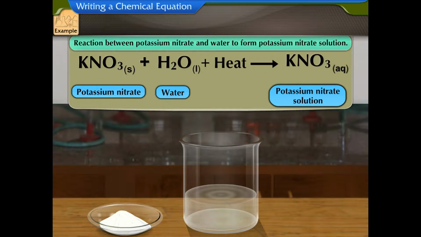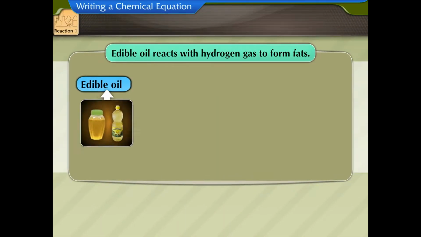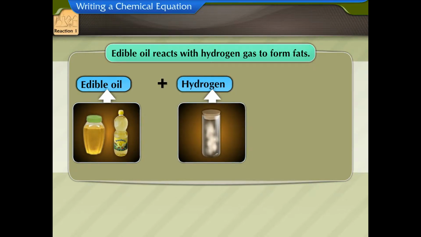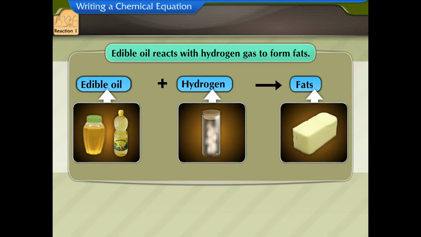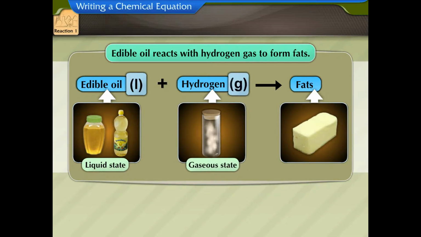Let us see how we can make the chemical equations of these reactions more informative. Reaction 1. Edible oil reacts with hydrogen gas to form fats. We shall mention the letter L near the word edible oil as it is a liquid. Hydrogen being a gas, we shall mention the letter G in brackets near the word hydrogen. Fats are in the solid state, so we shall mention the letter S in brackets near the word fats.